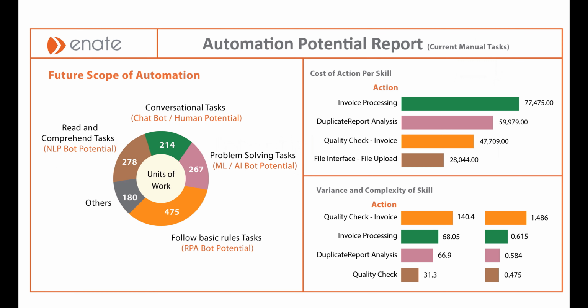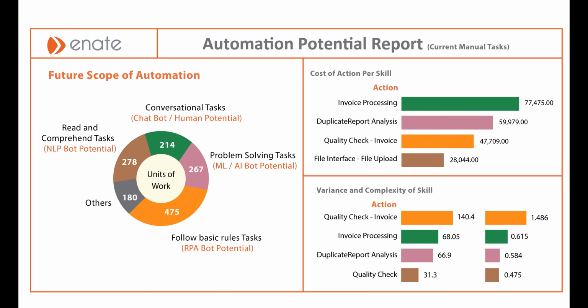For example, the orange section tells you that there are 475 rules-based tasks being processed, and these tasks might be ideal for RPA bots. The brown sections tell you that there are 278 read and comprehend type of activities being done, such as reading emails. Investing in a good natural language processing bot will reduce manual effort in this activity.